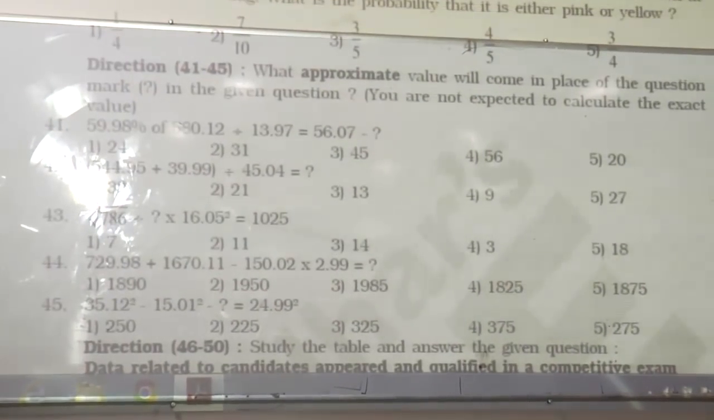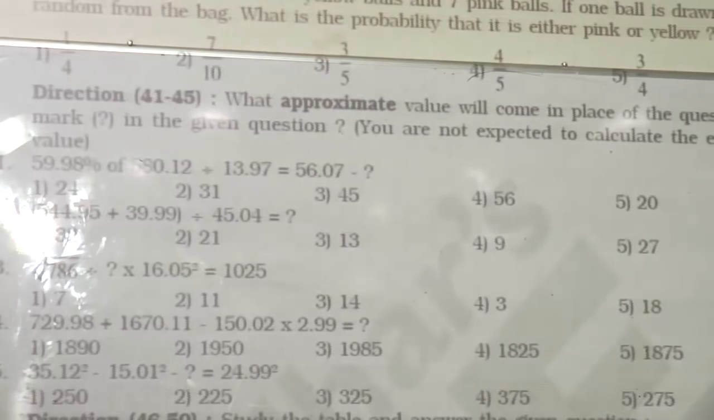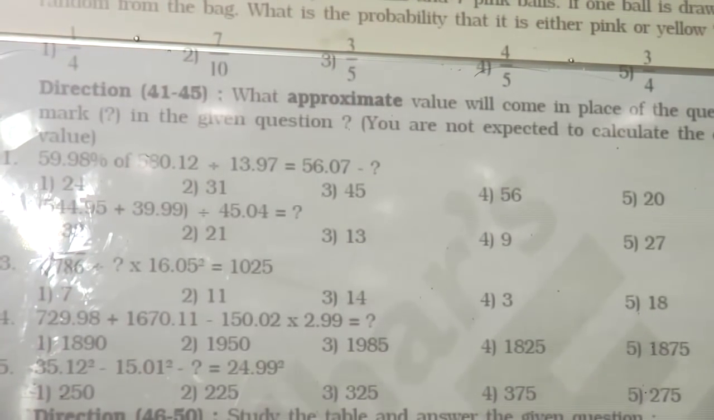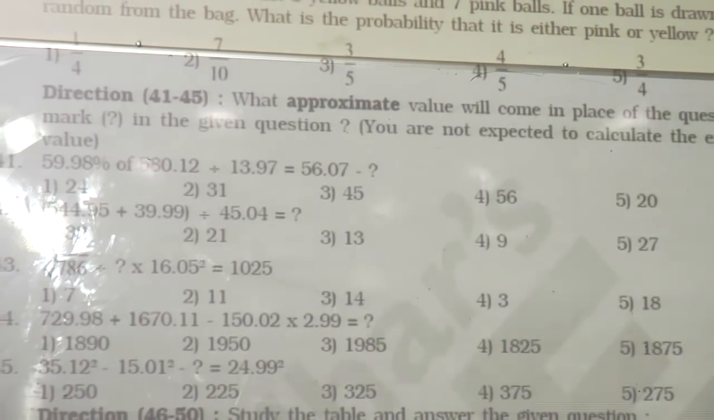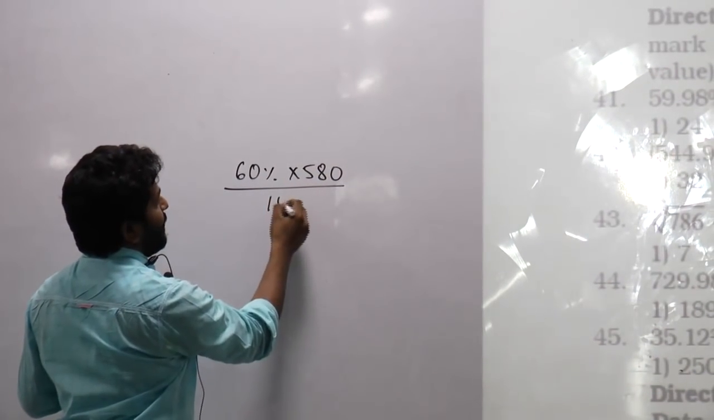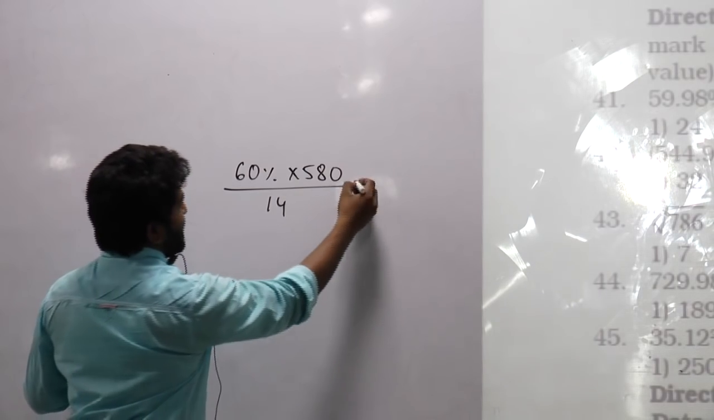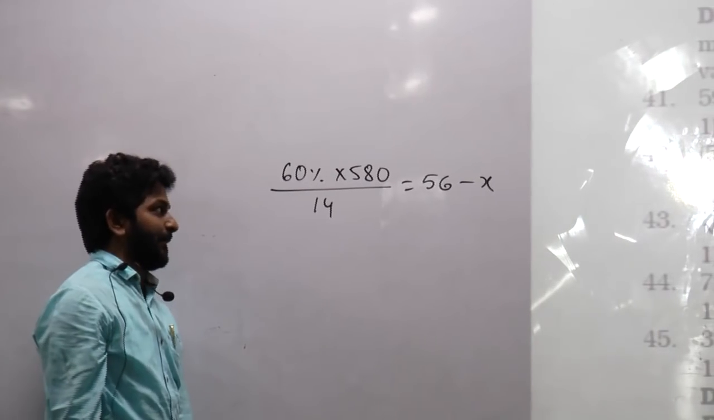Approximations. 41. 60% of 580 divided by 14 is equal to 56 minus something. Better to calculate it. 60%.